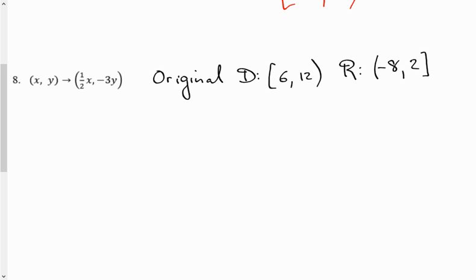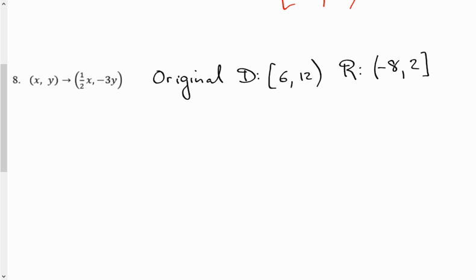Who has a graph that would work? Anybody? A graph that could have this domain and range? Anybody? Nobody came up with one? Oh well, guess we'll just do the question.